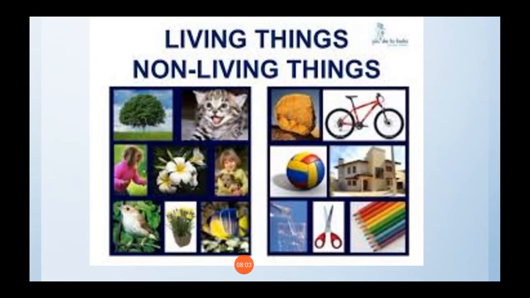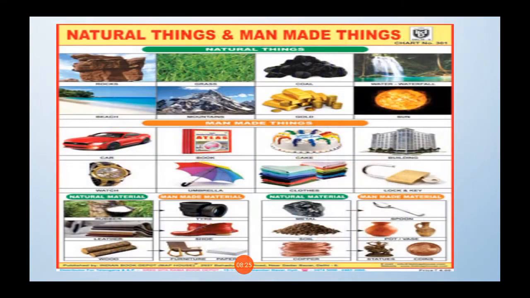From this category itself we can say some of the things are natural. The side which is living things, those are all natural. On the side of non-living things, some of them are natural. For example, stone is natural, water is natural, and the remaining things are artificial. So likewise we can categorize the things we see in our day-to-day life.